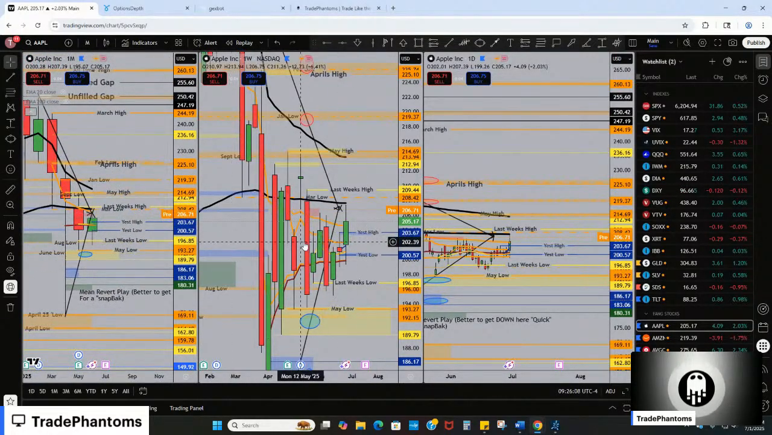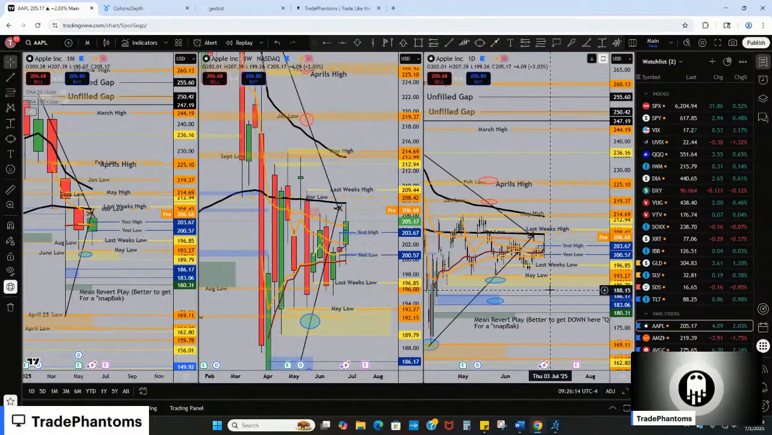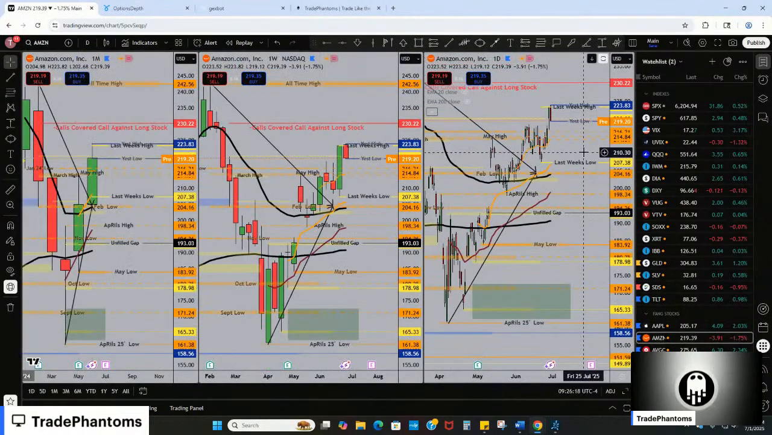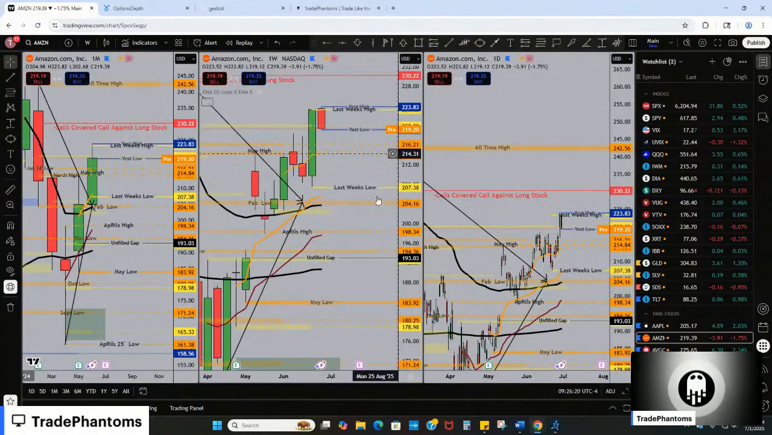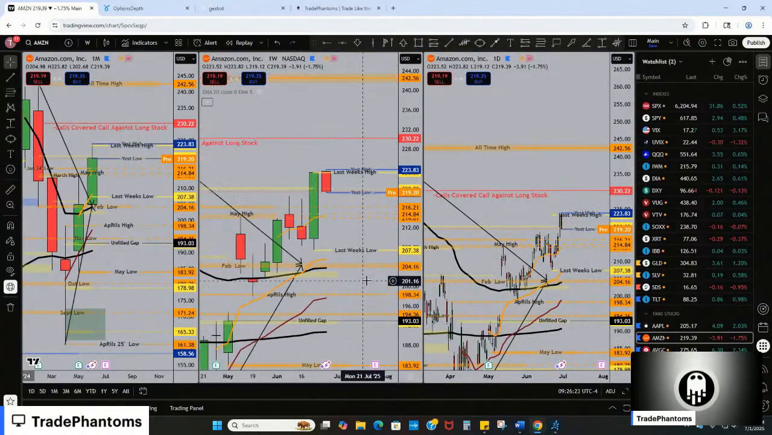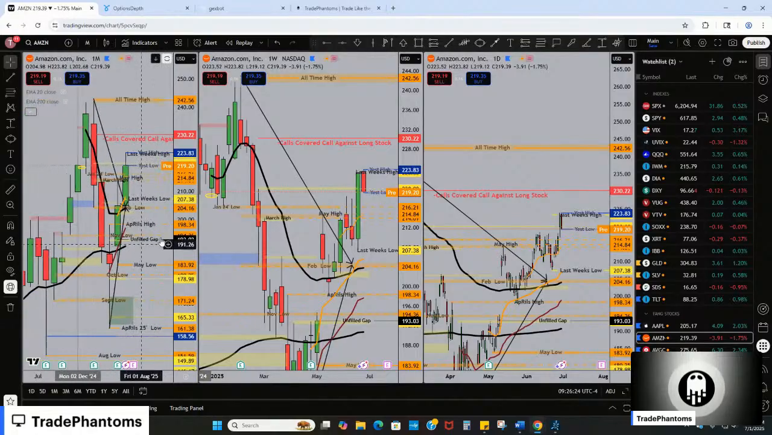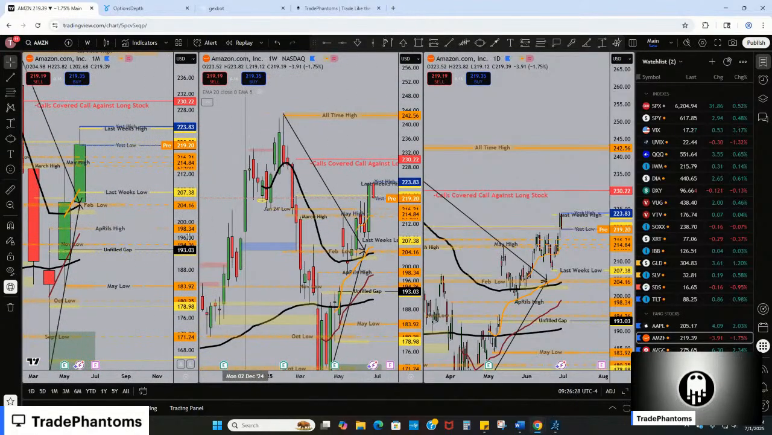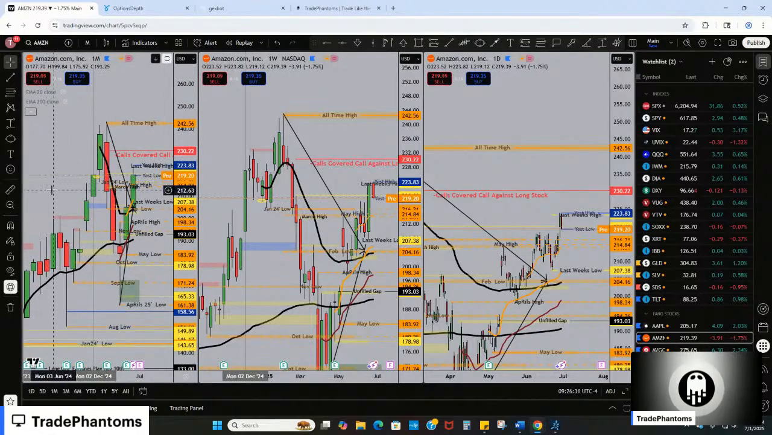Inside month, inside week for 1, 2, 3, 4, 5, 6 weeks. Mother bar high, mother bar low here. Six weeks inside bar. Apple's just been basing on most time frames. Amazon trying to pop out, decent little close last week, trying to participate in the all-time high league.